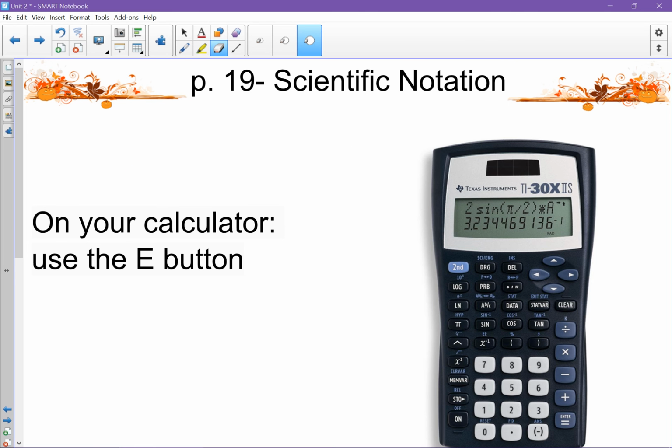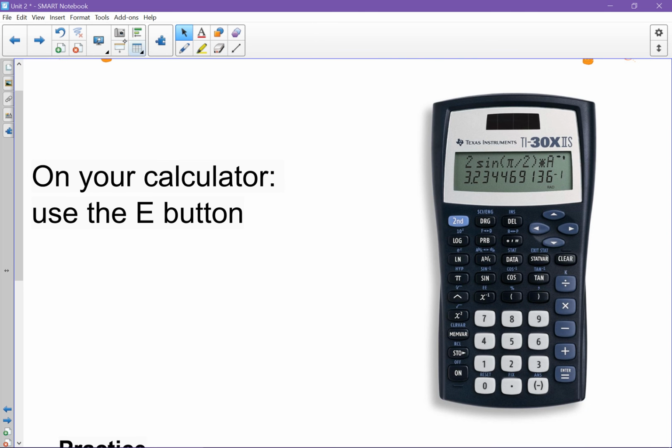So grab your calculator and I'll show you where that is. The E button on your calculator is right here. See above that button it says EE? That's the magical button you want to use.